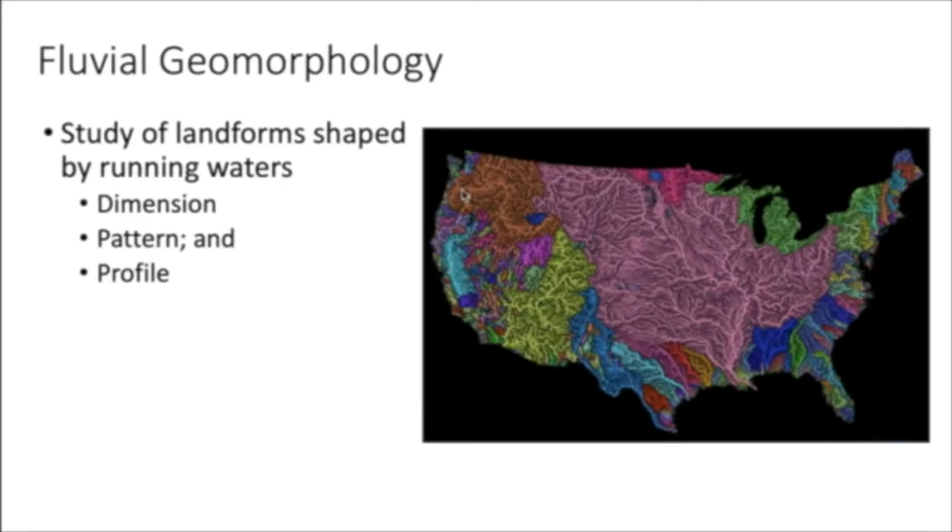Fluvial geomorphology is the study of landforms shaped by running waters. We describe these differences in landforms by looking at the dimension of the channel, the pattern of that channel as it flows along the landscape, and the profile or the slope.